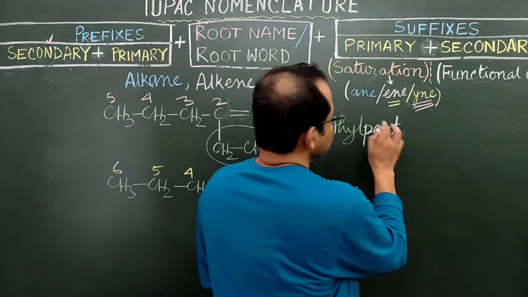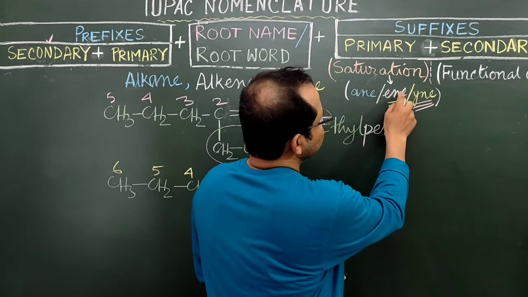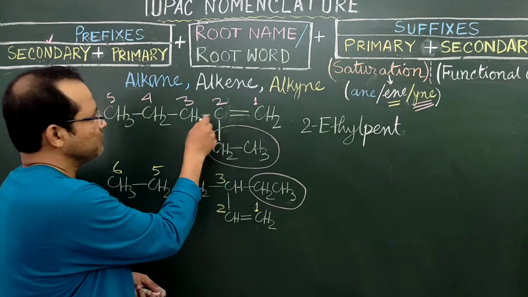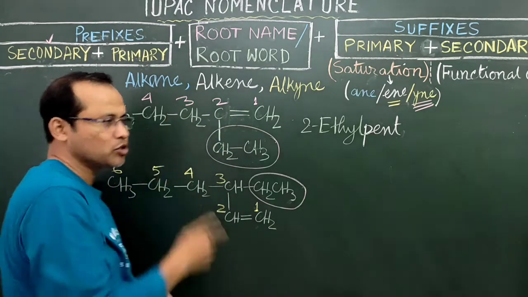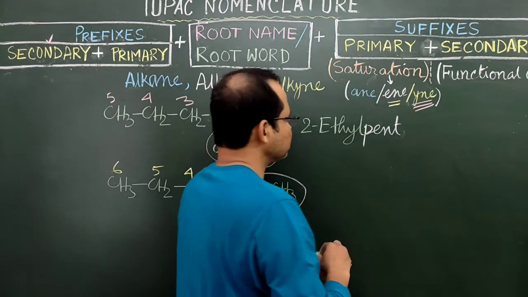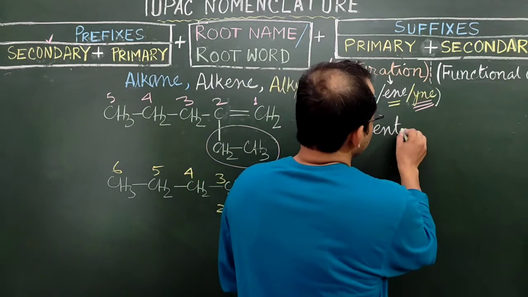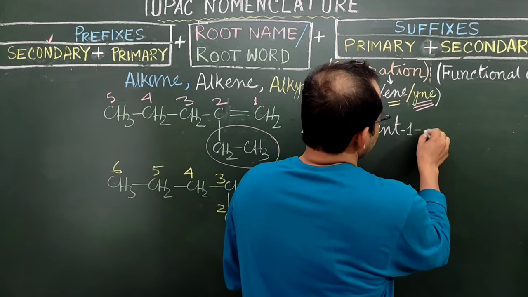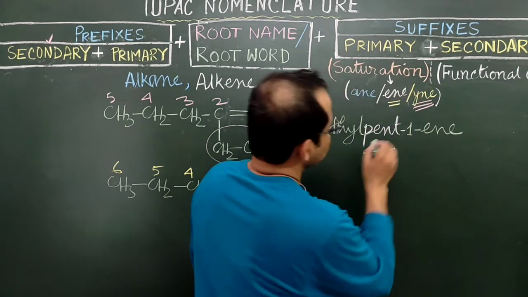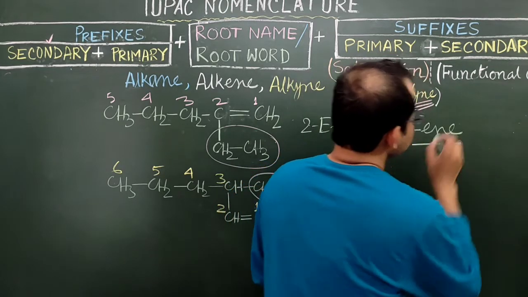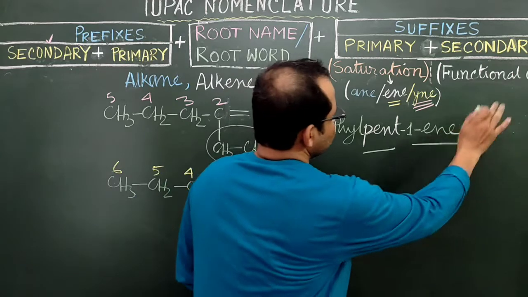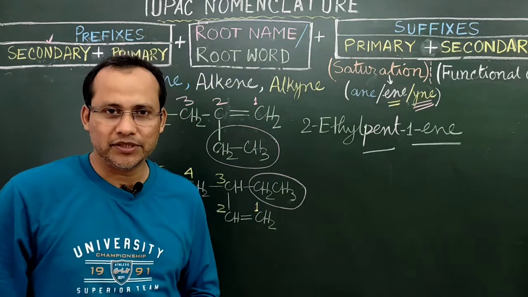So after this comes pent, and it will end with "in", and before that the double bond may be present here, may be present here, may be present here. So whatever may be the case, you have to mention its position, and since it is on the first carbon atom, it will be 1 followed by "in". So here this is the root word, this is the primary suffix, and this will be the complete name of this compound.